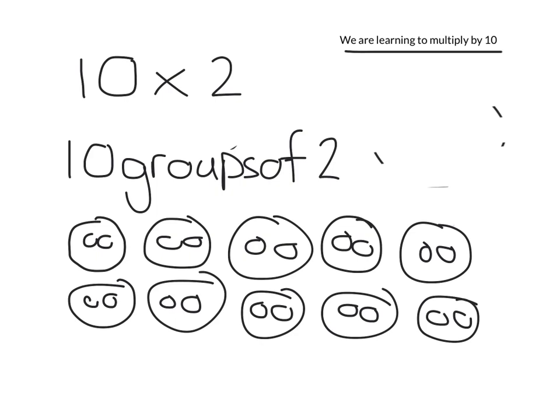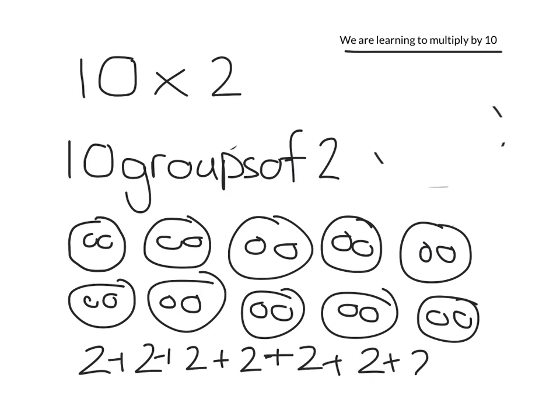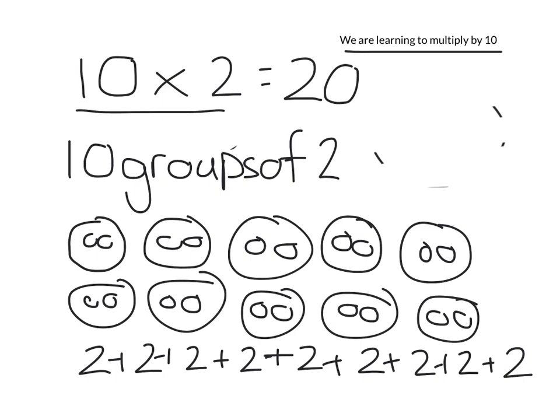Alright. Then what it also is, I'm going to be plussing 2 plus 2 plus 2 plus 2 plus 2, which is going to give me 20. Okay? So when I'm timesing 10 times 2, I'm finding out what 10 groups of 2 is. That's what it looks like as a picture, and it's also 2 plus 2 plus 2 plus 2 plus 2. Alright.